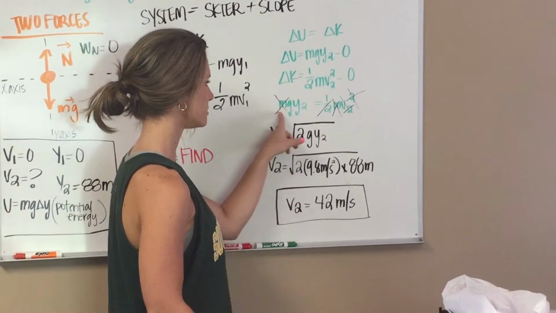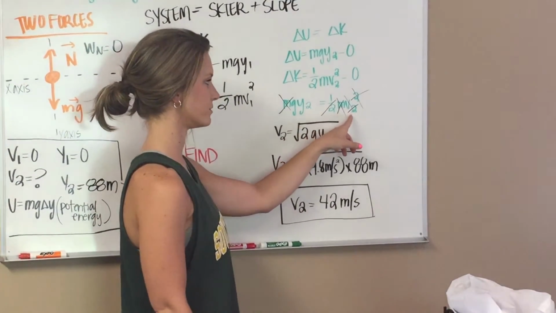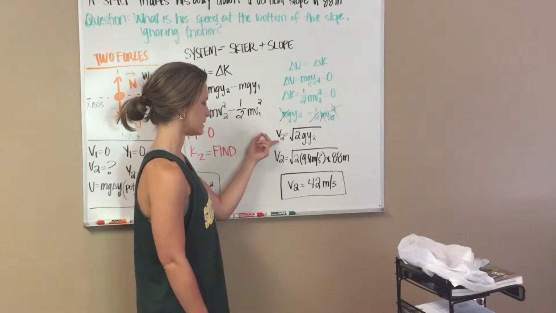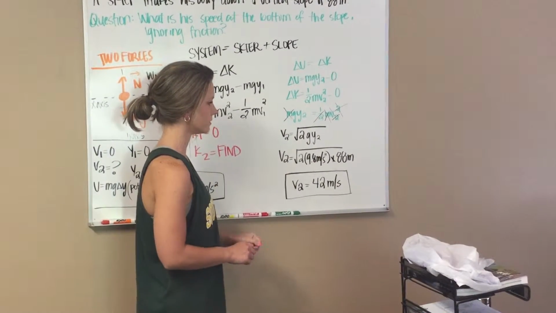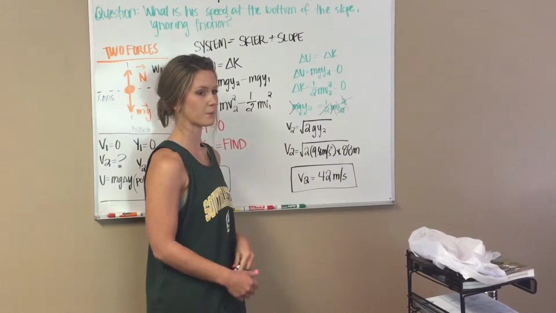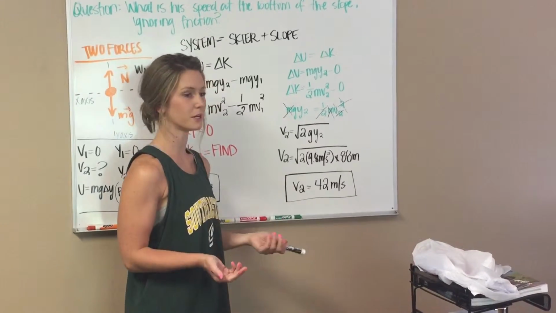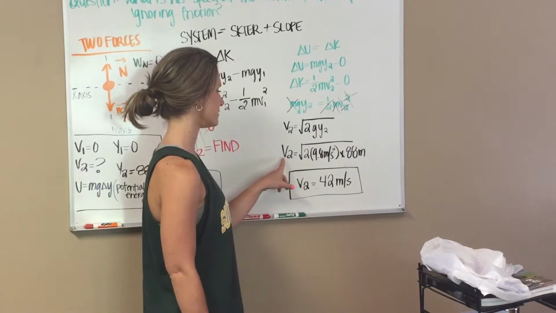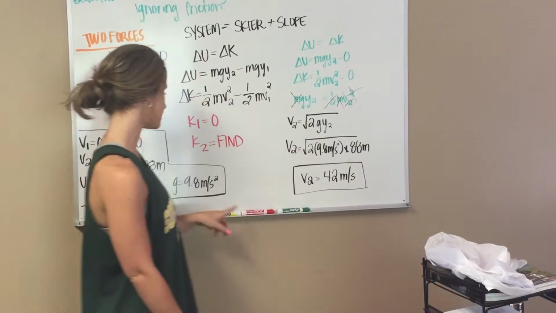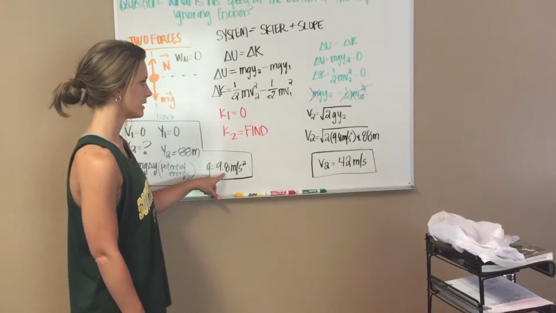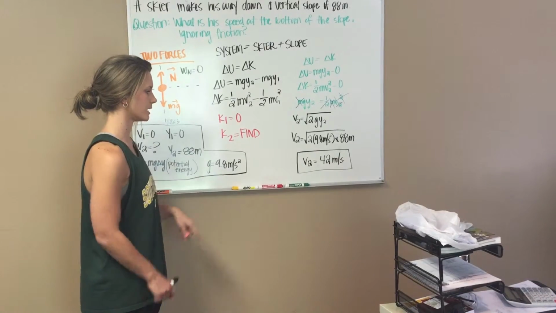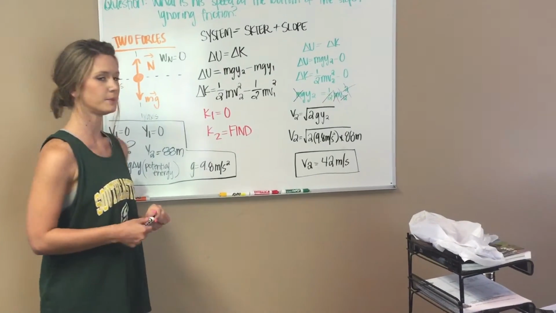So then our masses are going to cancel and we're going to solve for the final velocity. So V2, or our final velocity, is equal to the square root of 2 times our gravitational force times the final y position. And then we just plug in our numbers. So we have the final velocity is equal to the square root of 2 times g, which is 9.8 meters per second squared, times y2, which is our 88 meters, and we get our final velocity is 42 meters per second.